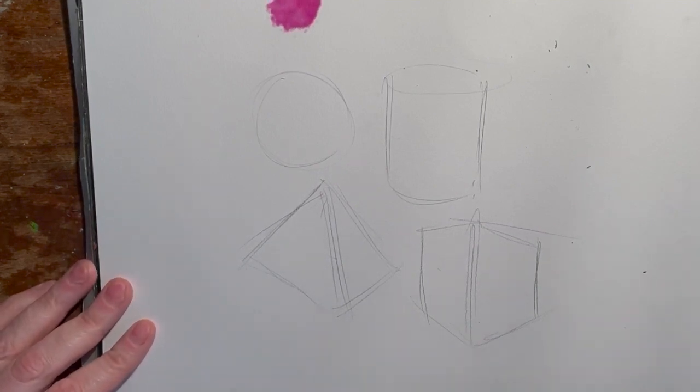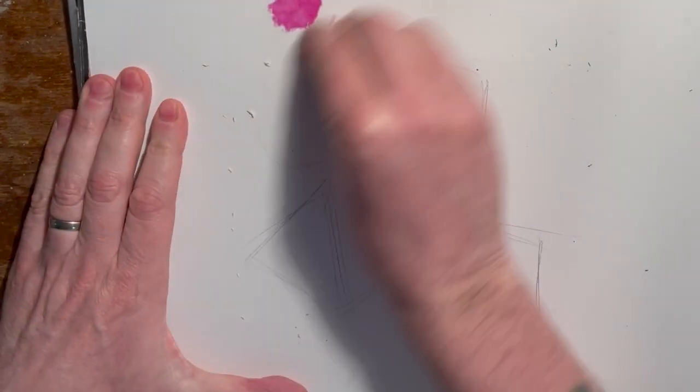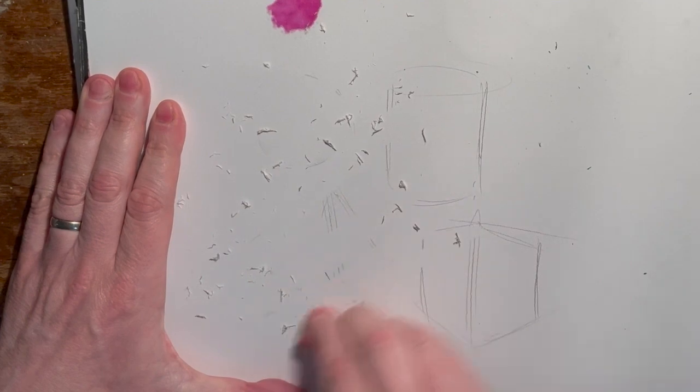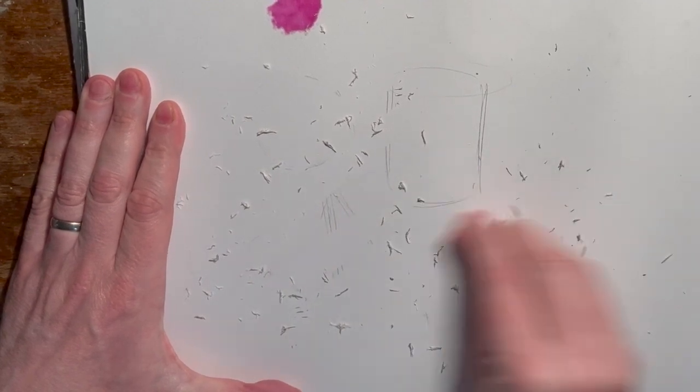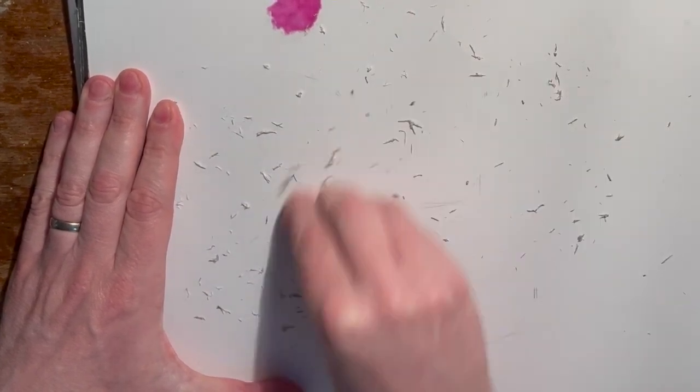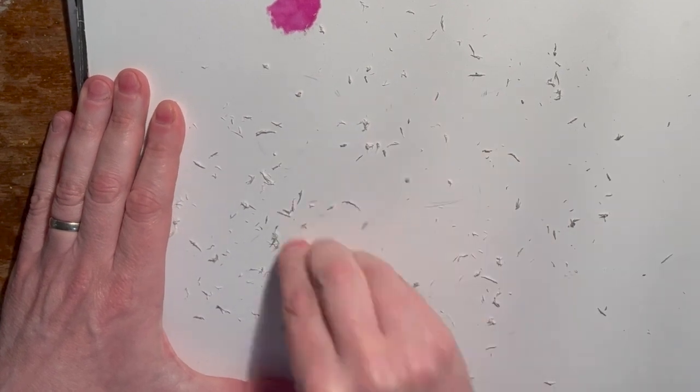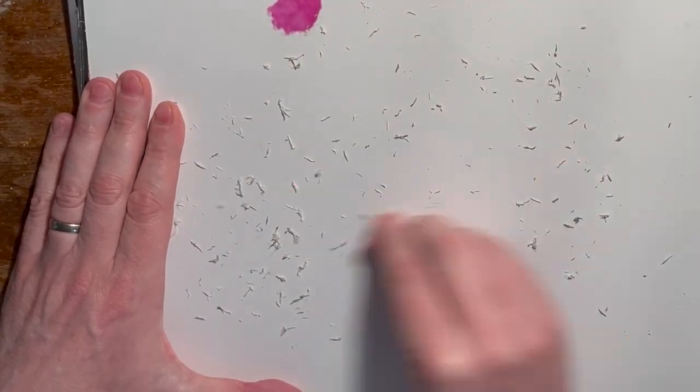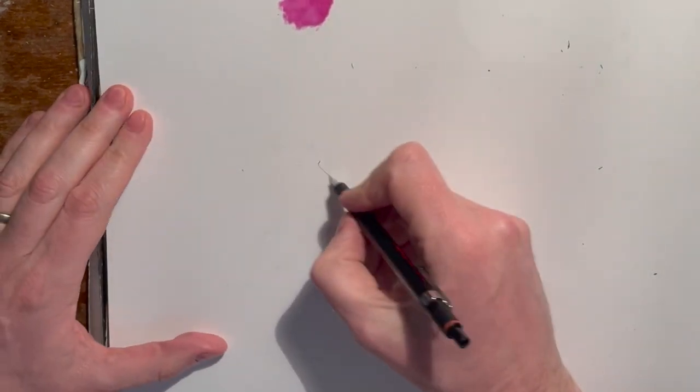I'm going to get rid of this so that I can create the next bit. But just remember that. It's a really good rule to remember, which is all objects in nature can be replicated in illustration using a sphere, a cylinder, a pyramid, or a cube. That's how shapes work. You'll see.